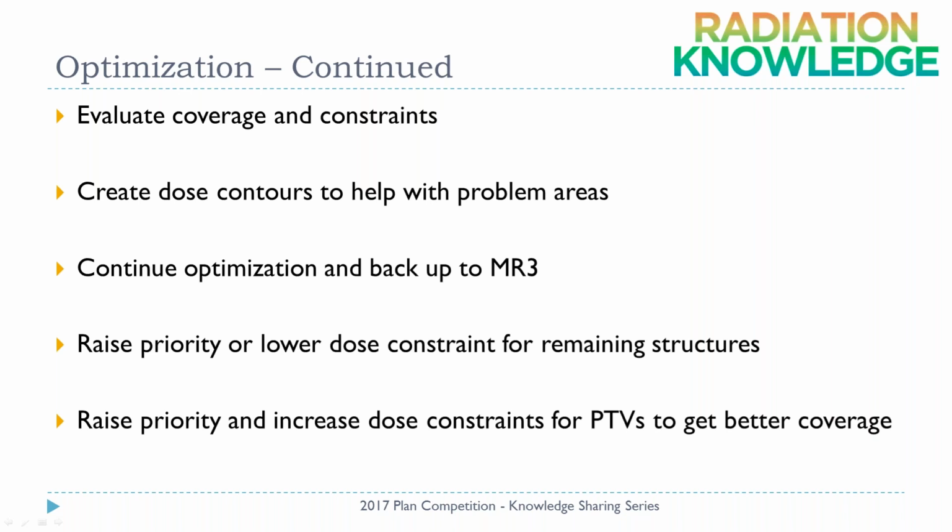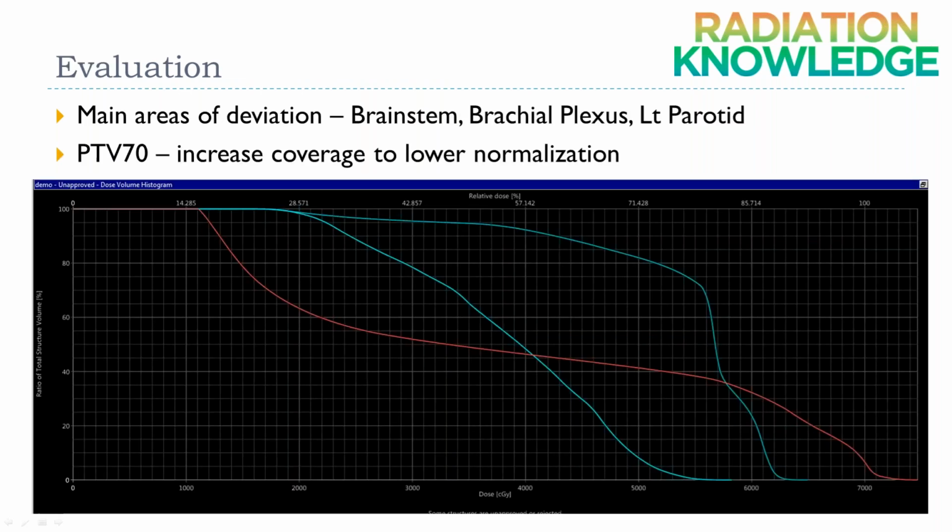Then I'm going to start to raise the priorities or lower the dose constraints for the remaining structures that I need to get better coverage on. And I'm also going to raise the priority and increase the dose constraints for the PTVs to get better coverage. Because when you go in to normalize your PTVs, you might have to normalize to a lower percent to get better coverage, which will in turn raise the dose to your normal tissues. So increasing the coverage on your PTVs helps you not have to normalize as much, so that your optimization window is a more accurate representation of what you're going to see in the end.